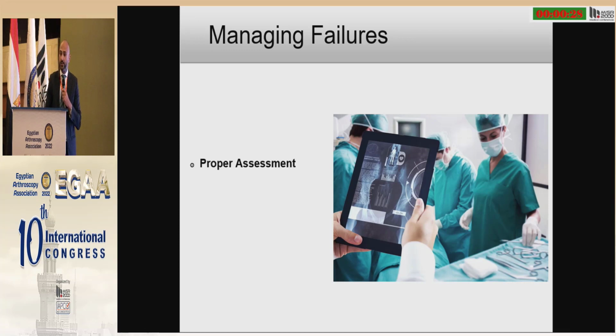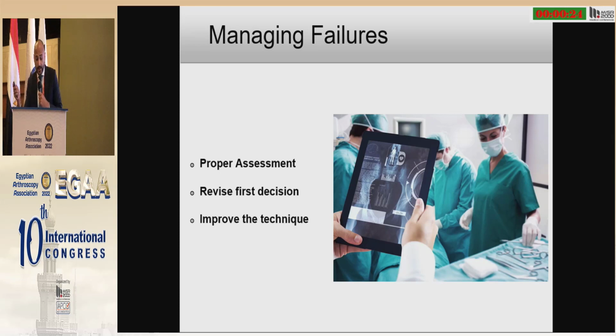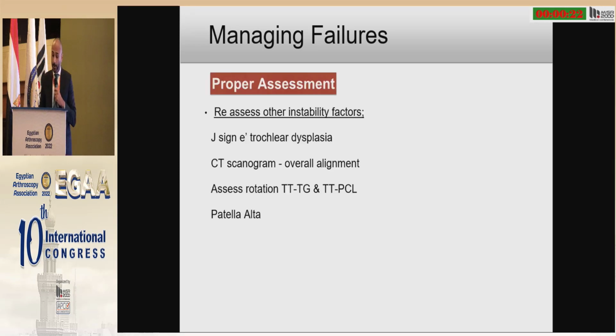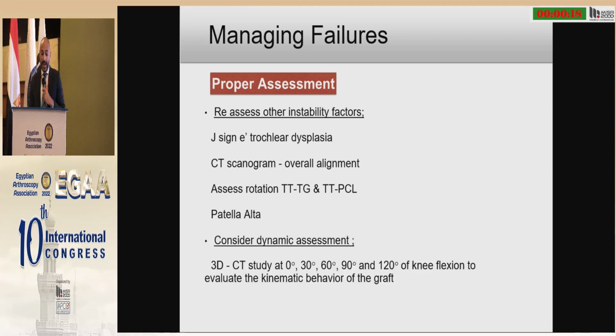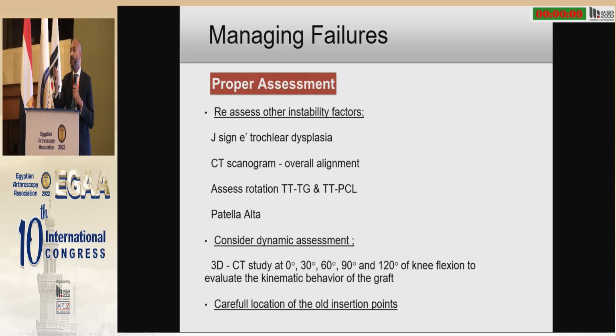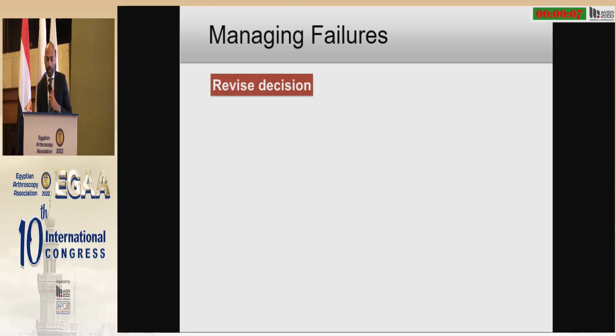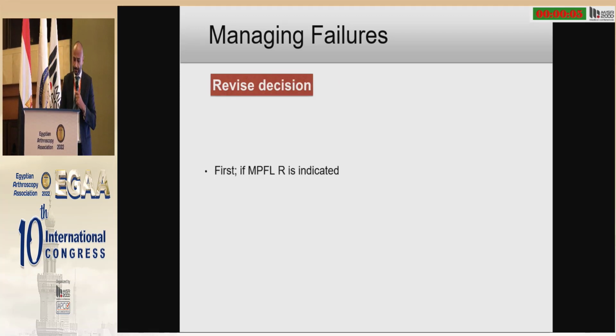How to manage failure: properly assess the patient, revise the first decision taken, and improve your technique. Properly assess by reassessing other instability factors, and consider dynamic assessment all the time in your radiographs. If you didn't do it the first time, do it in your revision surgery and carefully locate your old insertion points.